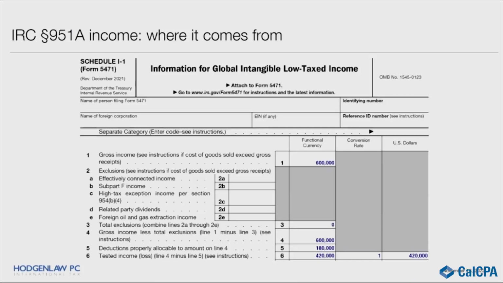Deductions, which are your deductible tax expenses as well as tax paid. So here we only have the tax paid, $180,000, and you have this little thing called tested income, $420,000, which is the difference. And there are a few more lines below this on Schedule I-1, but for our purposes, this is all we want. And so this $420,000 is going to flow through, in my highly stylized example here, to the 1040 of the U.S.